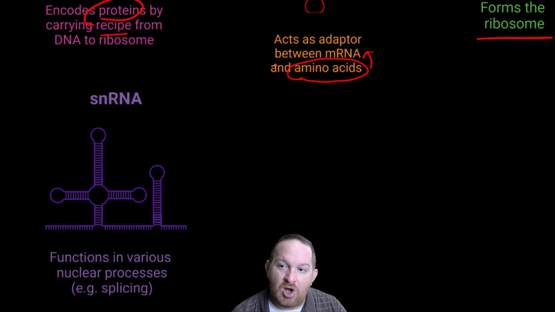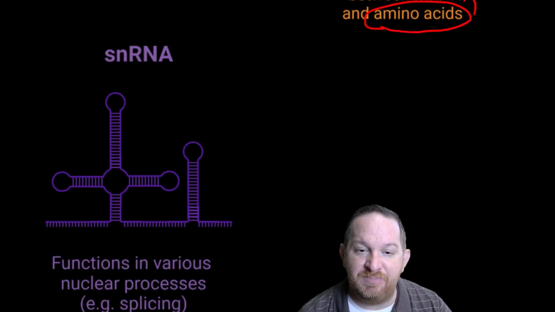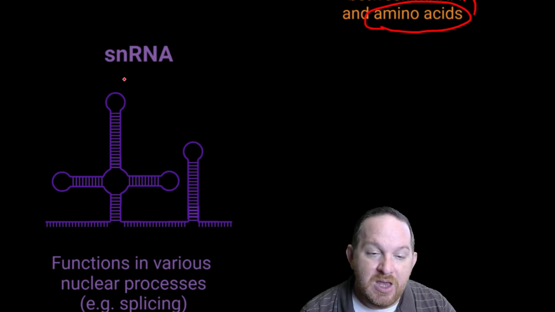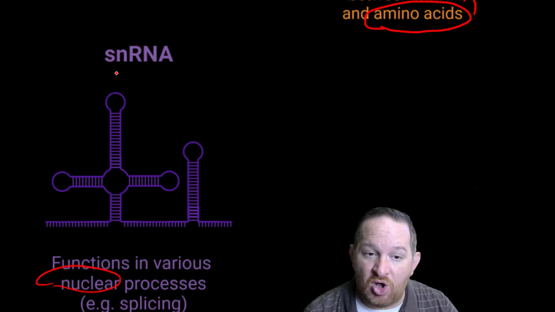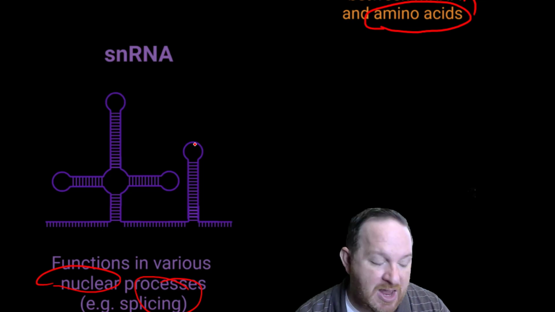Now, the last ones are a little more modern in terms of our understanding, but I want to go over a few different types because you'll probably see these in the future. snRNA has a few functions specifically in the nucleus with splicing. snRNA, small nuclear RNA, is going to be used in some splicing of some materials that we'll see later.